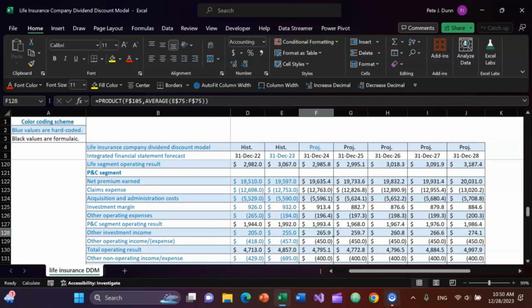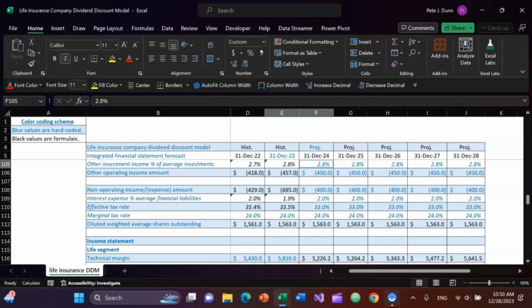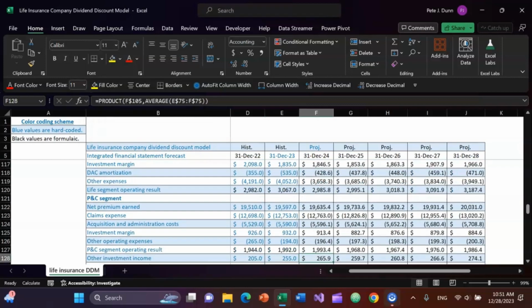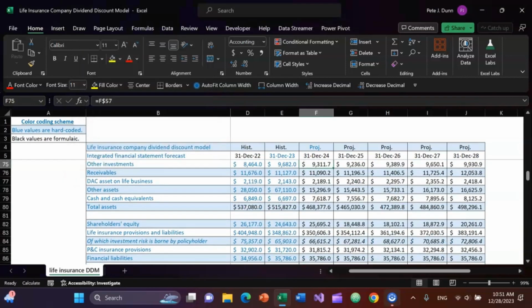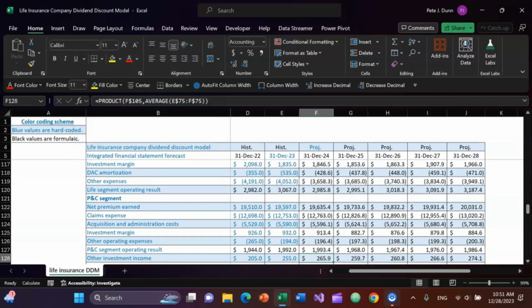And then investment income, other investment income, is based on average other investments times the assumption in row 105, which was other investment income as a percentage of average investments. F5 enter to get back. I'll do F5, go up to row 75, and you can see the other investments, which refers to the other investment schedule. F5, enter.